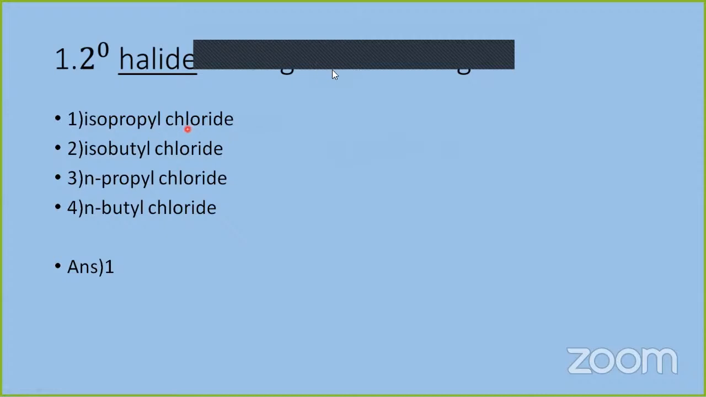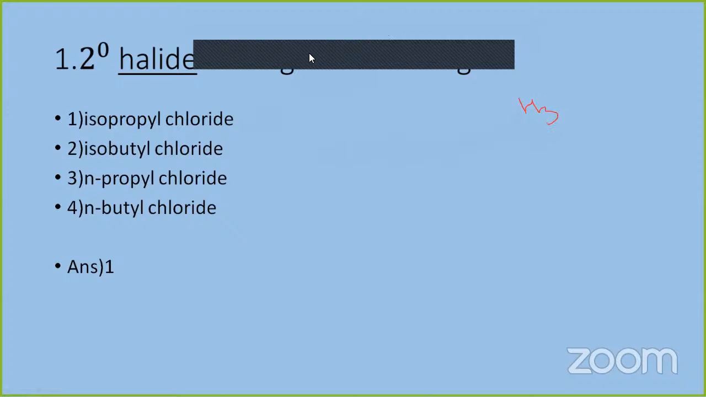Among all these, which is the secondary alkyl halide? Let us see. The first example here is isopropyl chloride. Isopropyl chloride means here we are having a 3 carbon compound. In these 3 carbons, we have a CH3 group, CH, and CH3 group, and that is known as isopropyl chloride.